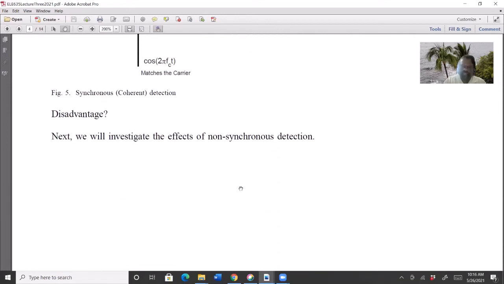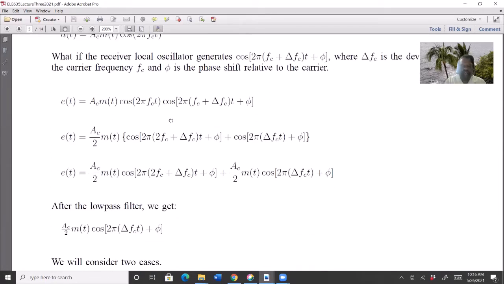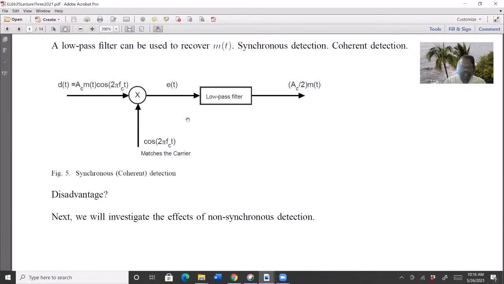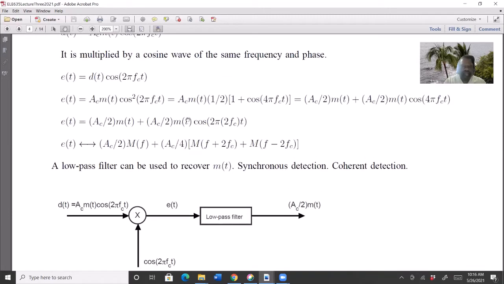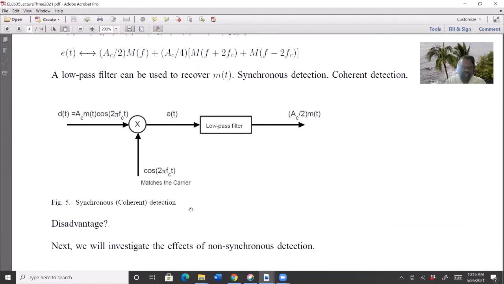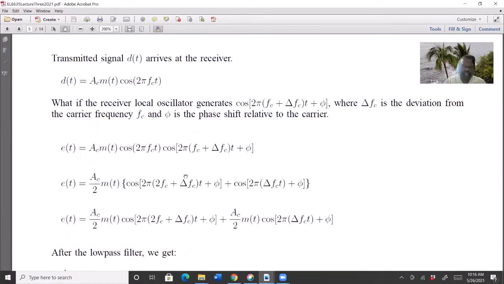Okay, so the first case: what we want to do is investigate what happens here. Let me go back to this equation. So here, this is the received signal. We multiply it by cos 2 pi fc t. But what happens when the signal we generated here is off slightly from fc by delta fc, and there is also a phase shift called phi? Let's see what happens. So we can do the math again.